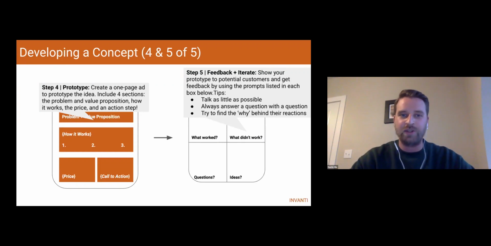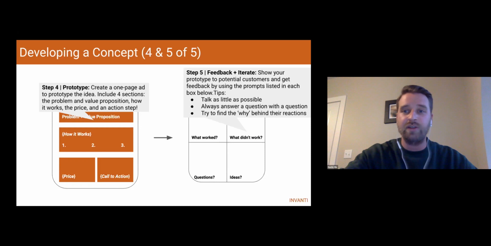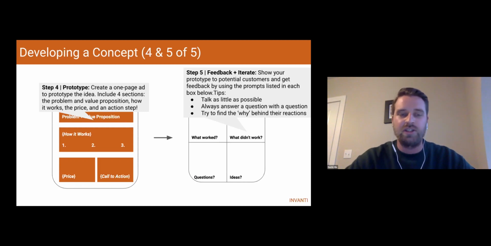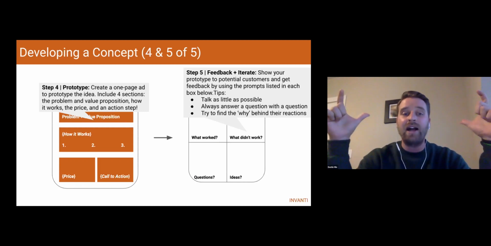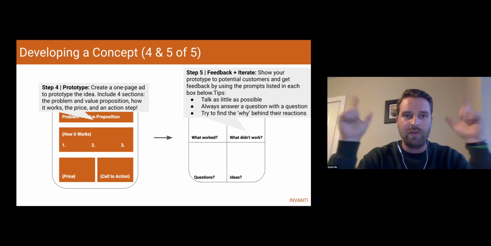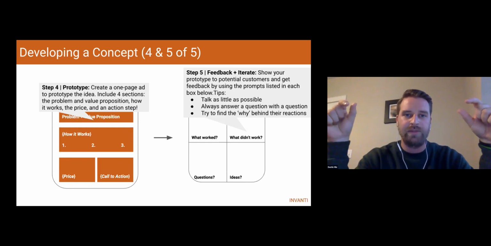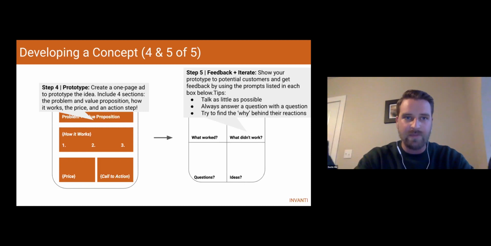So imagine you're walking down the street, and someone hands you a one-page flyer for your service. What we're going to do is create that in 4 sections on this one-page ad. You could literally do this by hand, or digitally, however you want to do it. That top box is going to be a description of the problem and your value proposition. You want to aim this at your type of user.